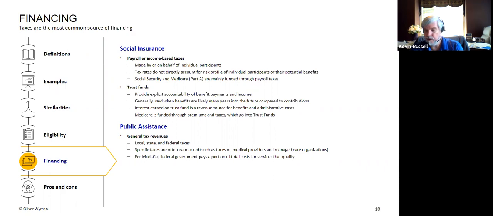Part B premiums in 2021 are $148.40 per person per month for those individuals with incomes up to $88,000, or in the case of married couples filing a joint return, $176,000. Premiums increase with income, with the highest premium of $504.90 per month for individuals with incomes of $500,000 or more, or $750,000 for married couples filing a joint tax return.